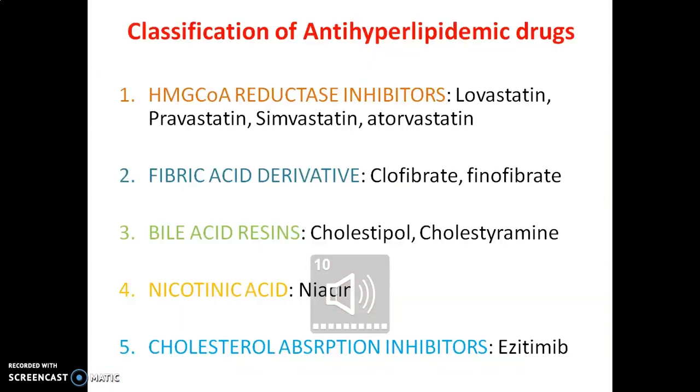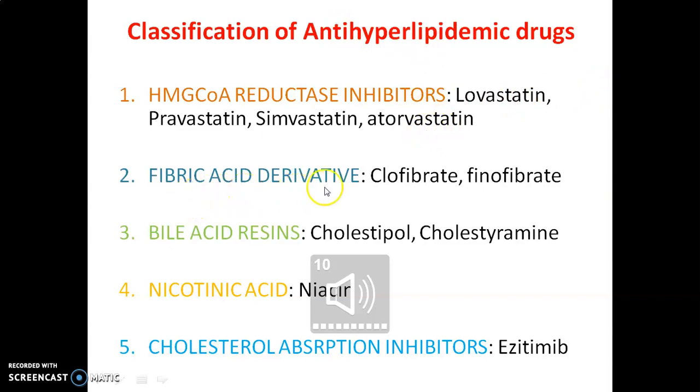Now, to reduce this plaque or to reduce the cholesterol in our body, antihyperlipidemic drugs are available in the market, and they are classified into five sections. This is a very important classification. First is HMG-CoA reductase inhibitors. Examples are statins such as lovastatin, pravastatin, simvastatin, and atorvastatin. This is a very important classification, and in our syllabus mostly statins are asked for study.